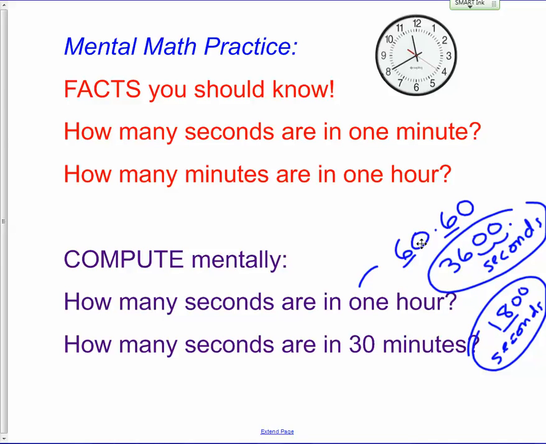This is 10 times bigger than 6, 10 times bigger than 6, and 10 times 10 is 100. So you move the decimal twice to the right when you multiply by 100. And in 30 minutes, most of you said just take half of it, and it's 1800 seconds, which is perfect.